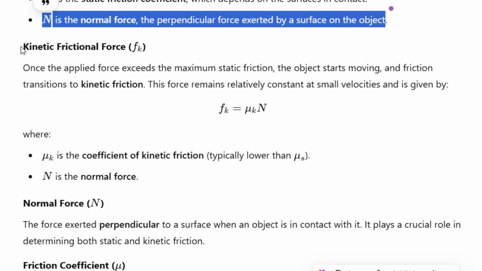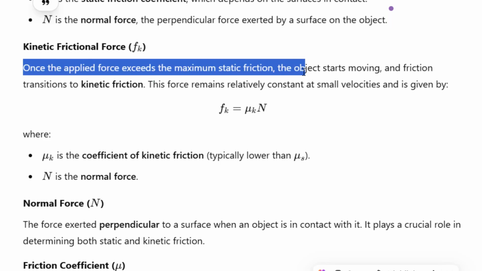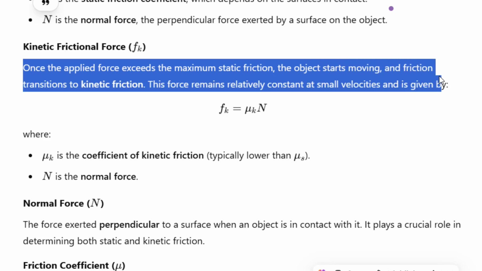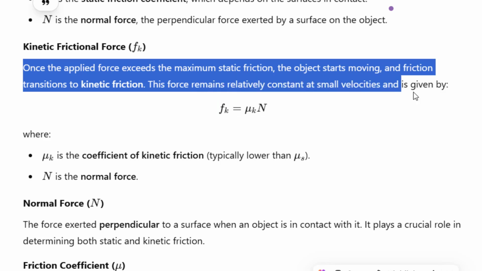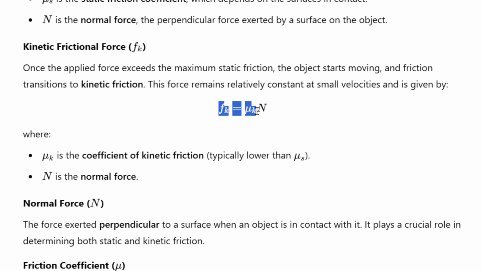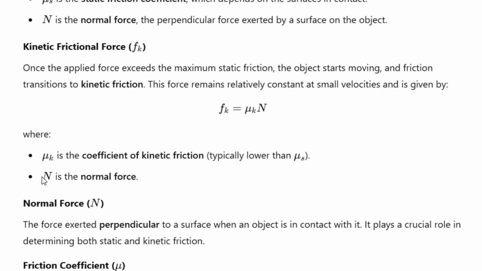Kinetic frictional force. Once the applied force exceeds the maximum static friction, the object starts moving and friction transitions to kinetic friction. This force remains relatively constant at small velocities and is given by Fk equals μk N, where μk is the coefficient of kinetic friction, typically lower than μs. N is the normal force.